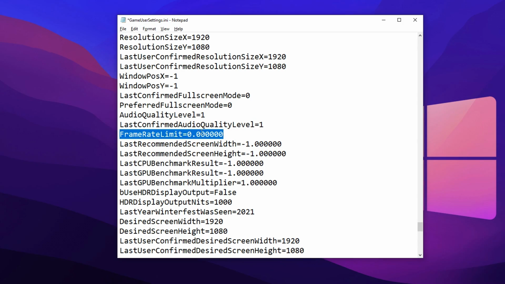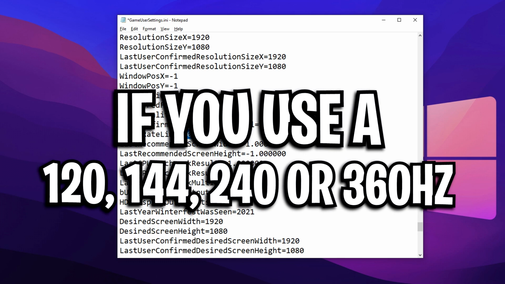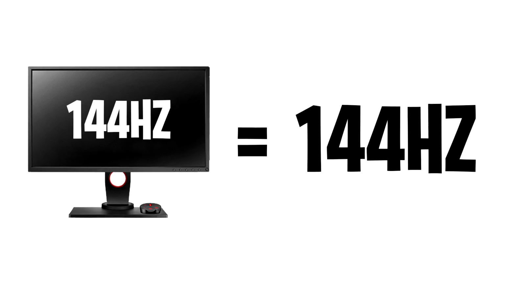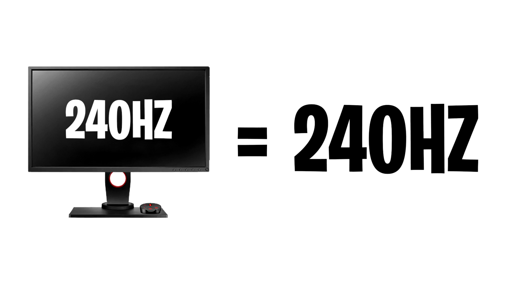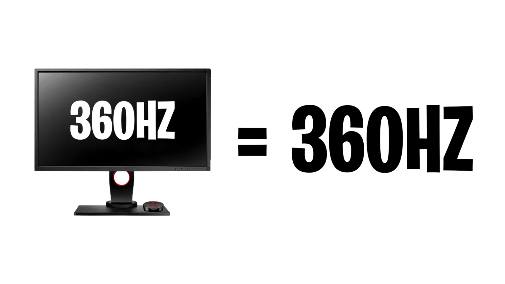Next up, we've got frame rate limit, and for this, guys, I highly recommend capping your FPS just to have the most stable FPS you can, especially going into late game of Fortnite. The general rule of thumb is to match your FPS with your monitor's refresh rate. So if you've got a 144Hz monitor, cap it to 144 FPS. Same with a 240Hz monitor, cap it to 240, and then with a 360Hz monitor, cap it to 360 FPS.